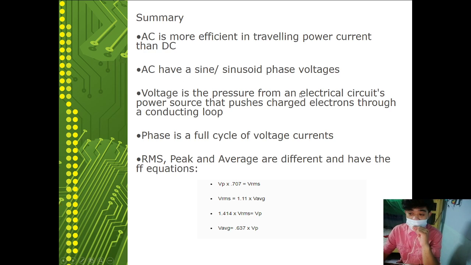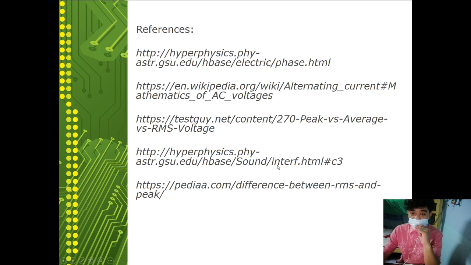Voltage is the pressure from an electrical circuit's power source that pushes charged electrons through a conducting loop. Phase is a full cycle of voltage current. RMS, peak, and average are different and have the following equations. This is the reference I used on the report.